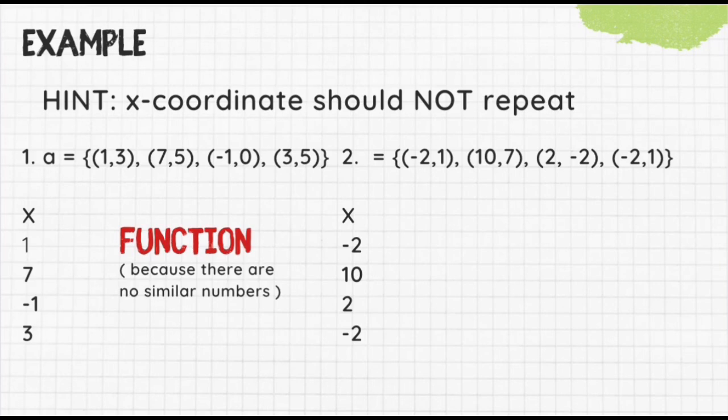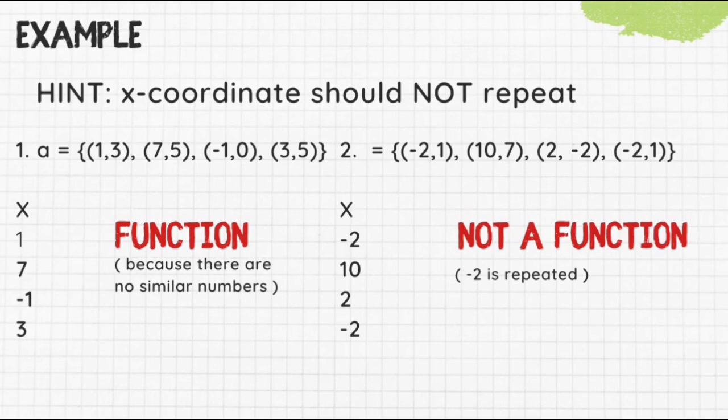Let's try question number 2. The given is negative 2, 1, 10, 7, 2, negative 2, negative 2, 1. As we can see, negative 2 and negative 2 are similar. So, the given is not a function because there are numbers that are repeated.